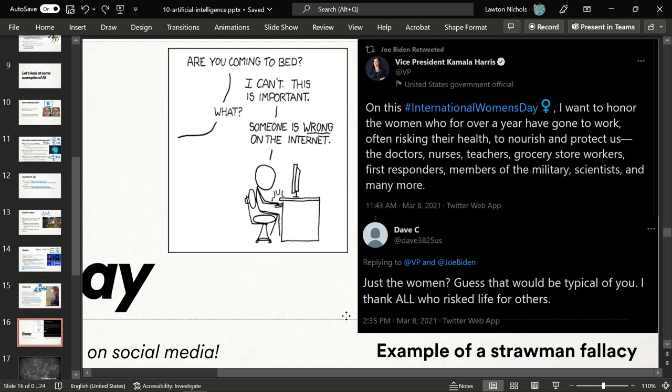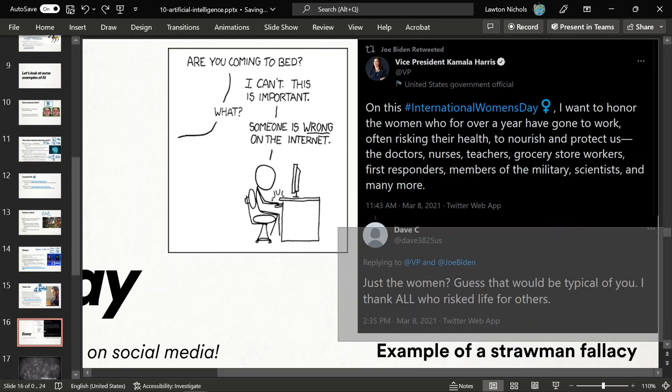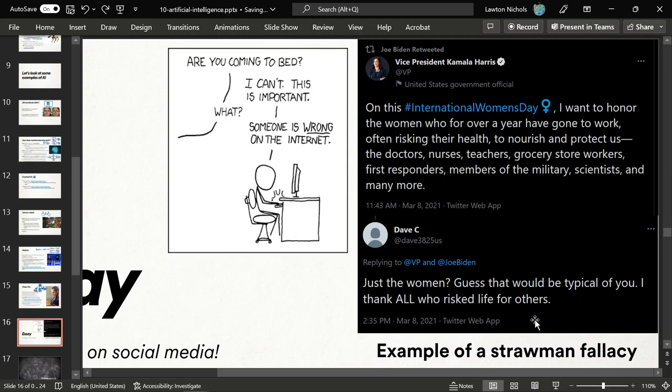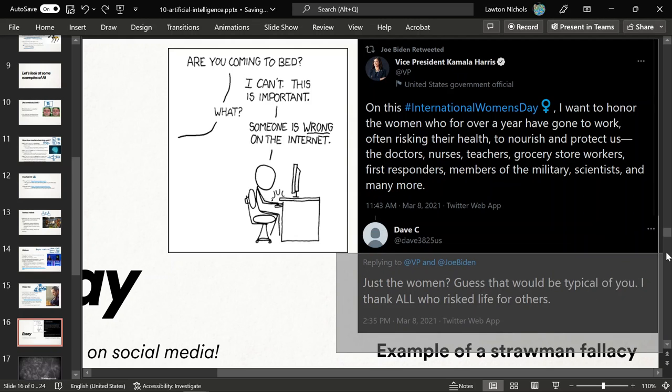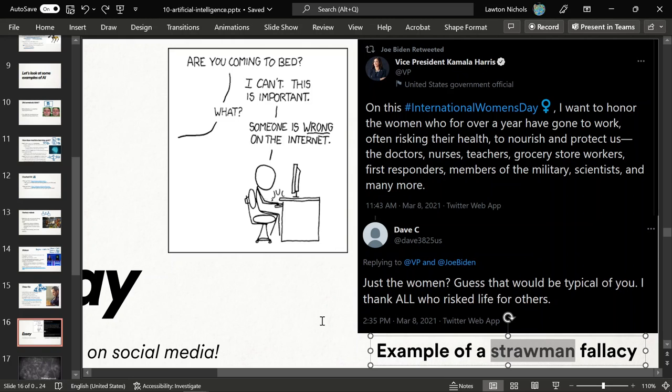And then somebody replied to that saying, "Just the women? Guess that would be typical of you." I thank all who risked their lives for others, right? So this was not just ad hominem, right? This is a straw man fallacy, and this is what you would do. You would quote this tweet and say, okay, this was a straw man fallacy because the vice president was not saying that she was not thankful for everyone who was working during the pandemic and risking their lives. She was just highlighting, because it was International Women's Day, the work of women.